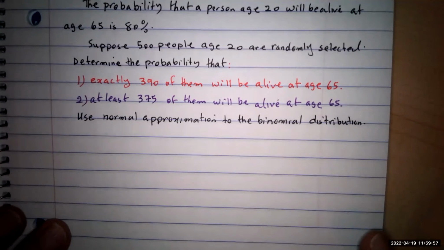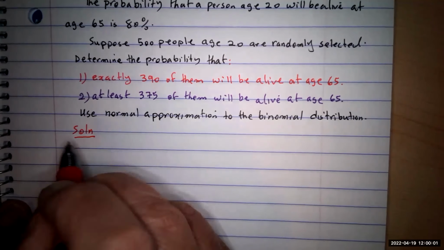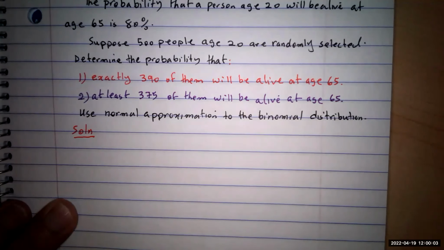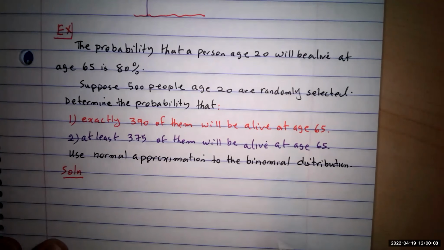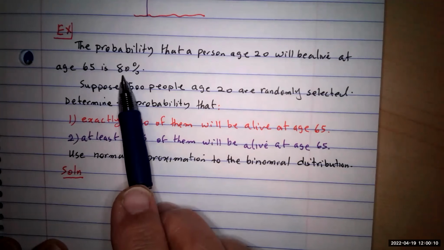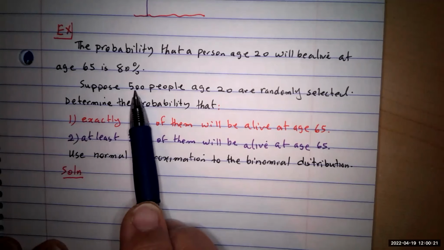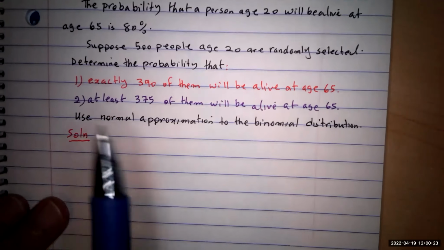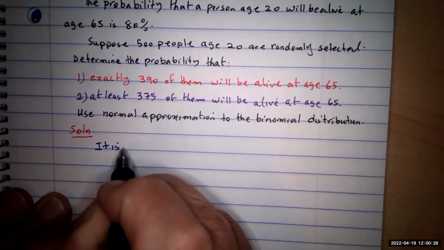Okay, there you are. Solution. First, you start with the binomial case and collect what you have. Probability of success is when the person is alive. So the P is 80%. That's going to be P, and Q would be 20%. The sample size is 500. So identify this. We say that it's a binomial distribution. It's a binomial case.